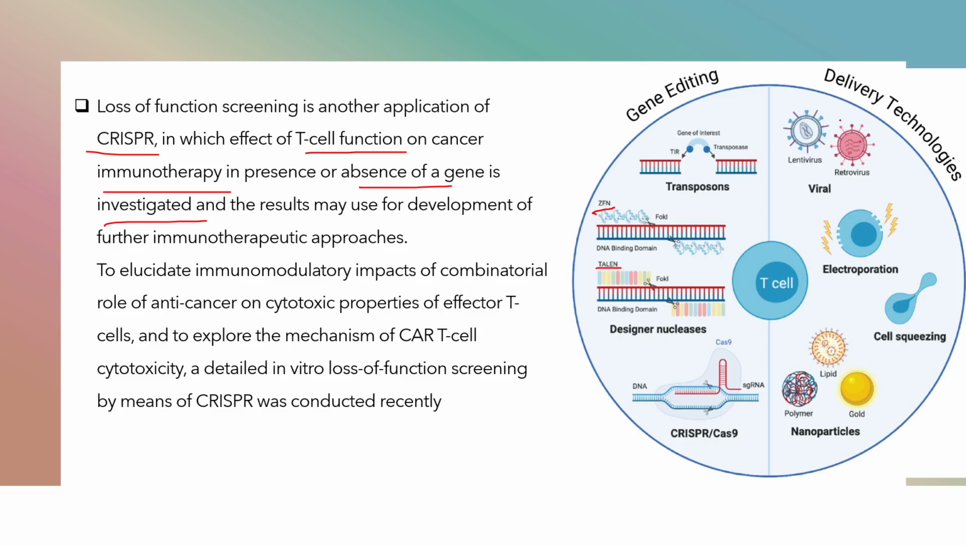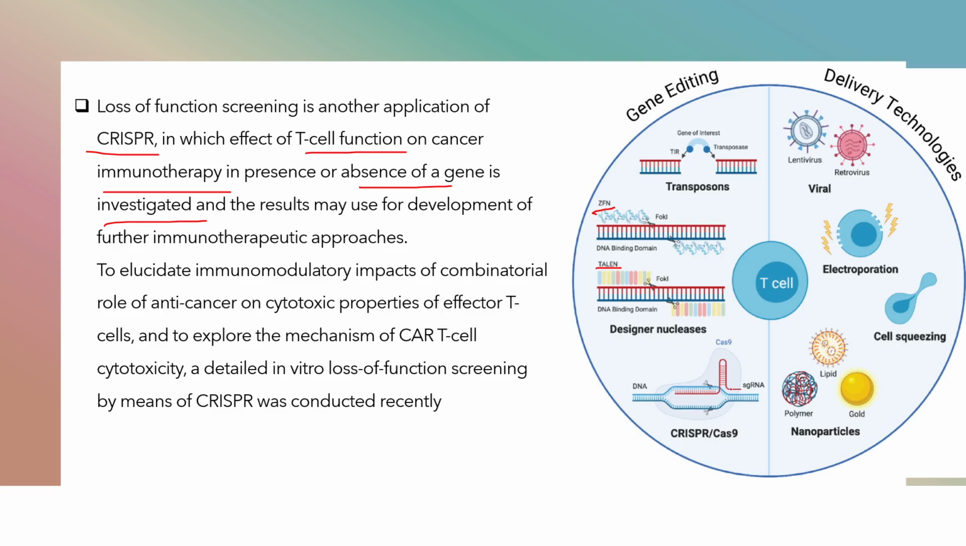Let's talk about the delivery technology. Delivery can be done using viral vectors. Viral vectors like adenovirus vectors can be used to deliver this engineered gene editing, as well as electroporation, cell squeezing, or the nanoparticle method. In the nanoparticle method, lipids, gold, or polymer can be used. Specifically, the nanoparticle method is now advancing in the research field. The electroporation method is also there, and different kinds of adenoviral vectors are also present.